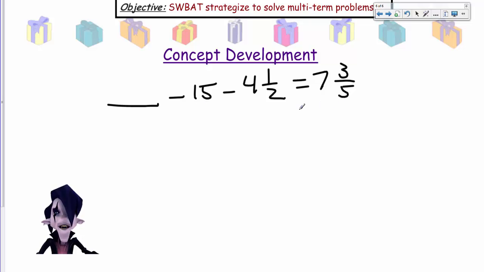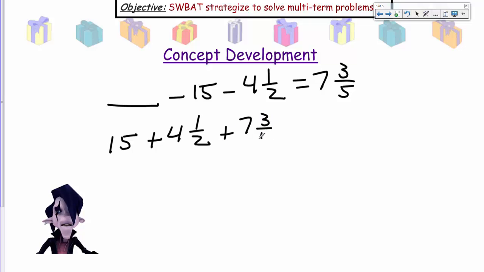So the whole is what we're missing right here. The whole, what we're starting off with. And so what you could do, since the whole is missing, you can add up all the parts to find the whole. So we're just going to add all these together. Let's add the 15. We're just switching this equation around. We're going to add the 4.5, and we're going to go ahead and add the 7 3/5. And that will equal that line over there.